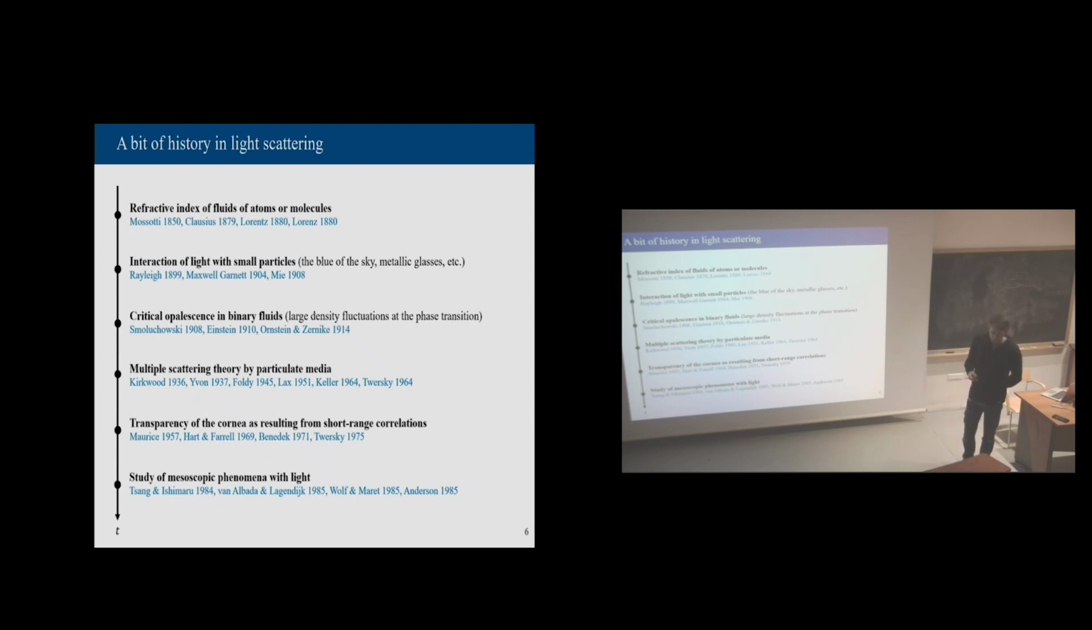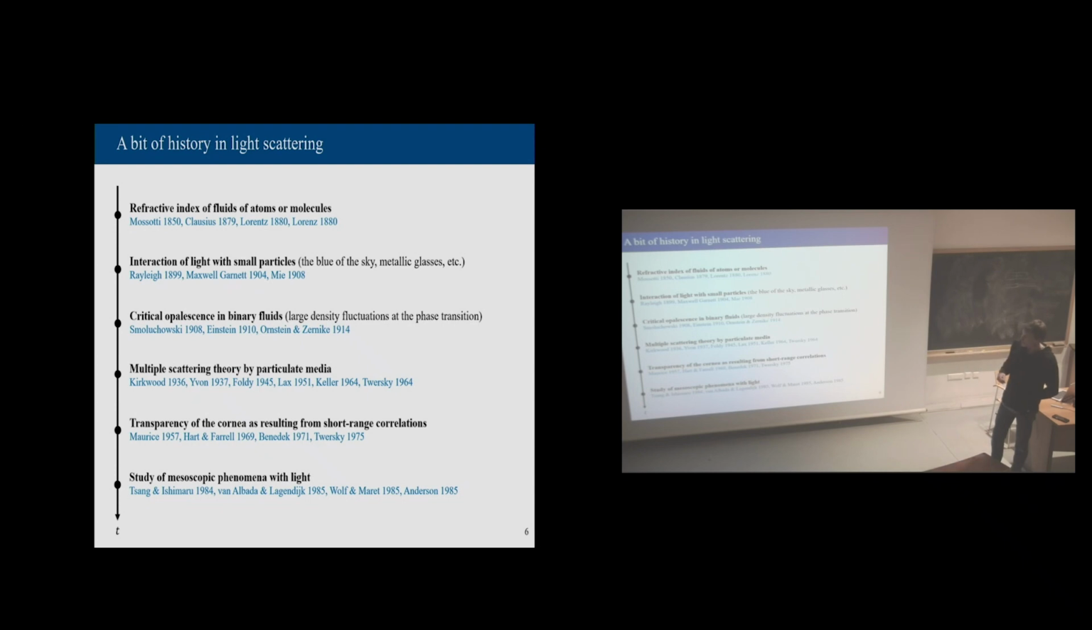decades. So there are the multiple scattering equations that people often call the Foldy-Lax equations, but actually those equations were already used by Kirkwood and Yvon about a decade before. And then, in terms of structural correlation, there is the popular example of the transparency of the cornea. You have fibrils that should scatter light, and the transparency was already explained at this time as a result of the short-range correlations in the organization of those fibrils.